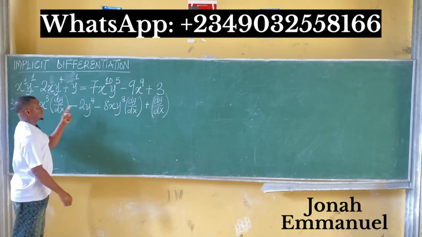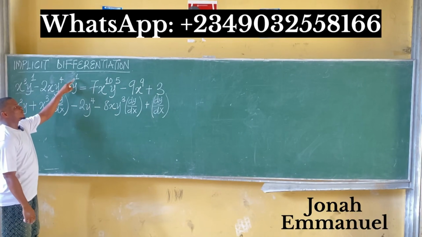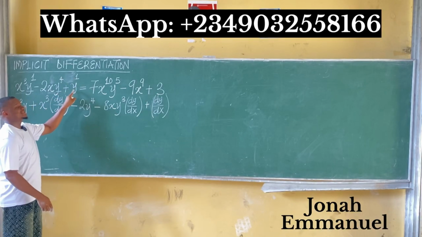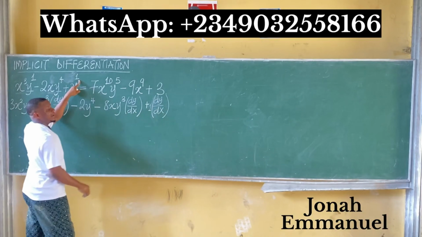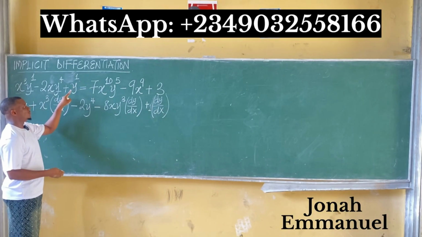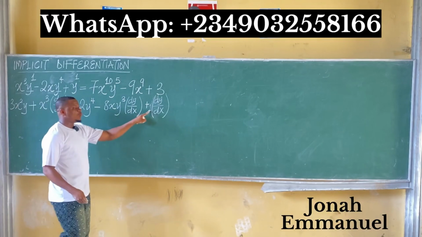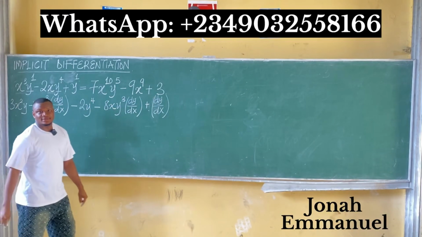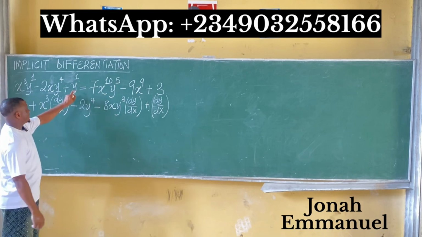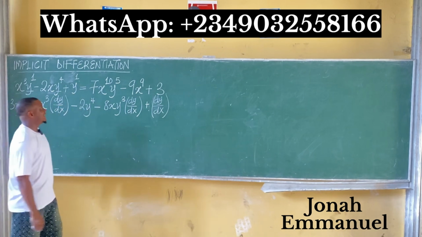Normally, if I differentiate y, I'll have 1. So I'm supposed to have 1 times. There's nothing here, so bring the 1 down. And remember that if you differentiate y, you have dy/dx. So it becomes 1 times dy/dx. So that gives you what there? dy/dx. That's it. All right. Left hand done. Let's come to right hand.